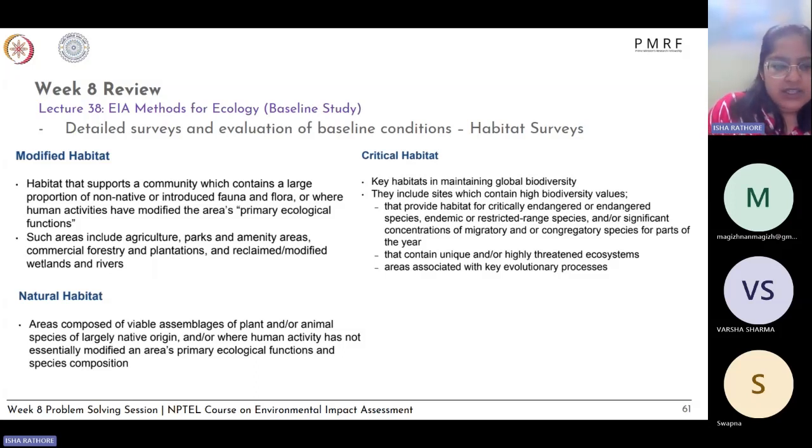The natural habitat are areas which are composed of viable assemblages of plants and animals, species of largely native origin, and or where human activity has not essentially modified an area's primary ecological functions and species composition.